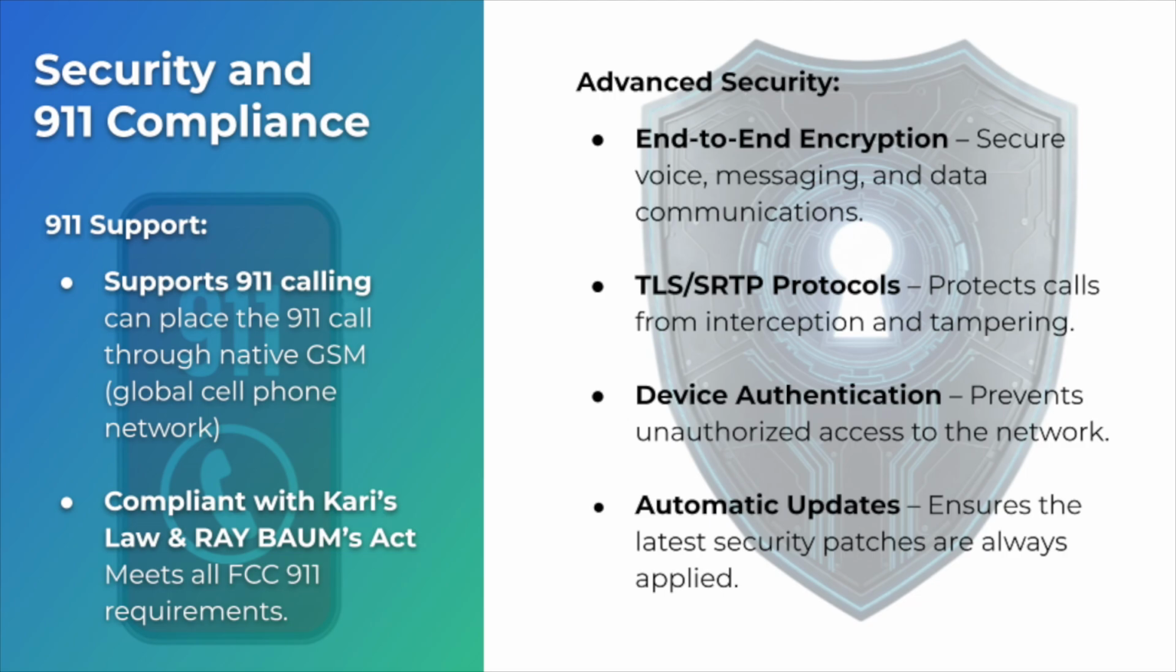When it comes to 911, Clearly Anywhere fully supports 911 calling, and those calls can be routed through the native GSM network for reliability. It's also compliant with Kari's Law and the RAY BAUM'S Act in the US, which means that it meets all FCC requirements for emergency calling, including accurate location information being delivered to first responders.